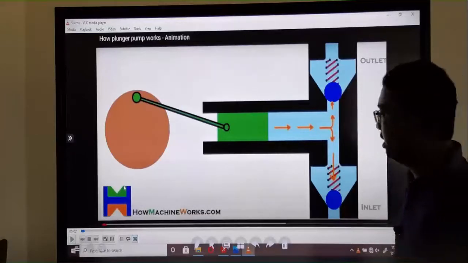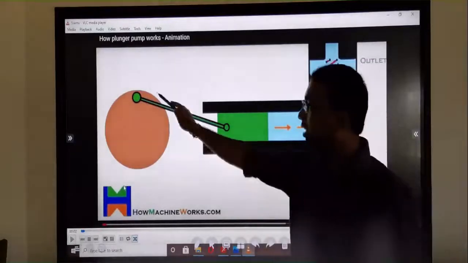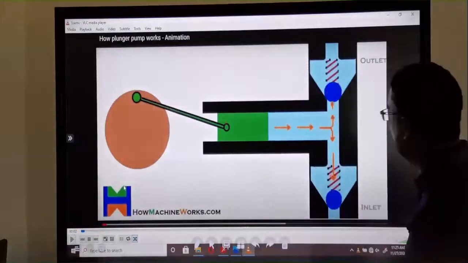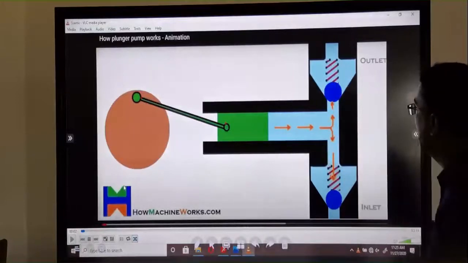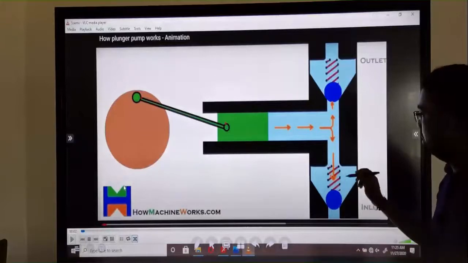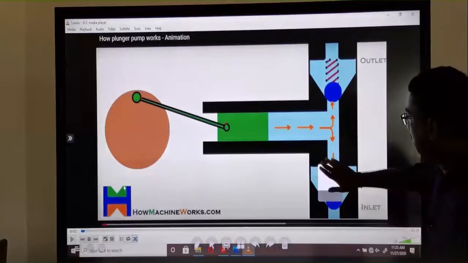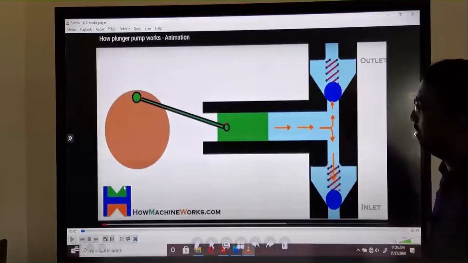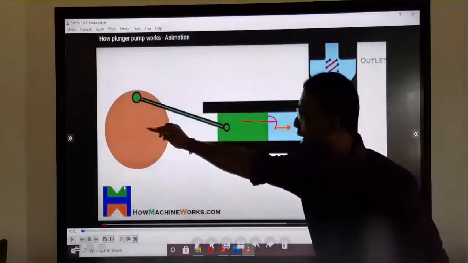So here, this is the plunger. It is connected with the shaft, the crank or something. So there is a connecting lever. There is a cavity here. There are two valves, one is intake, one is outlet. This is a spring. This is also a spring.